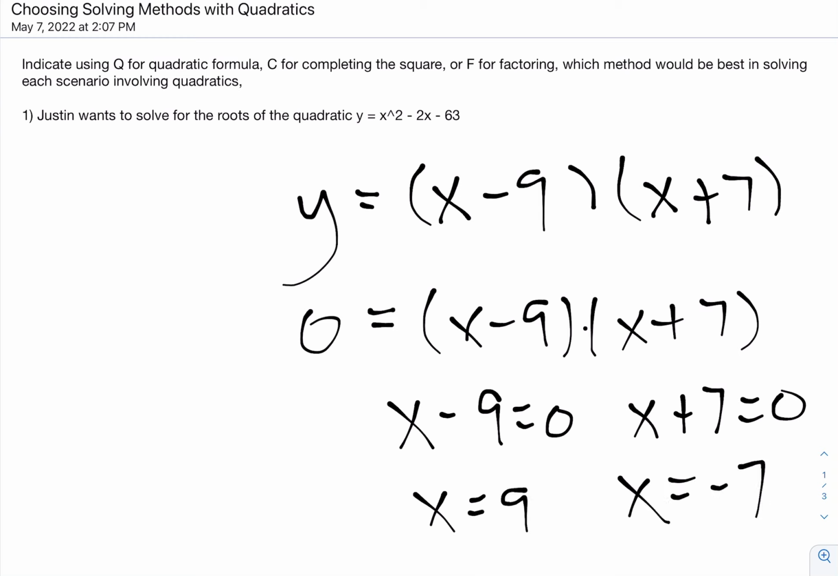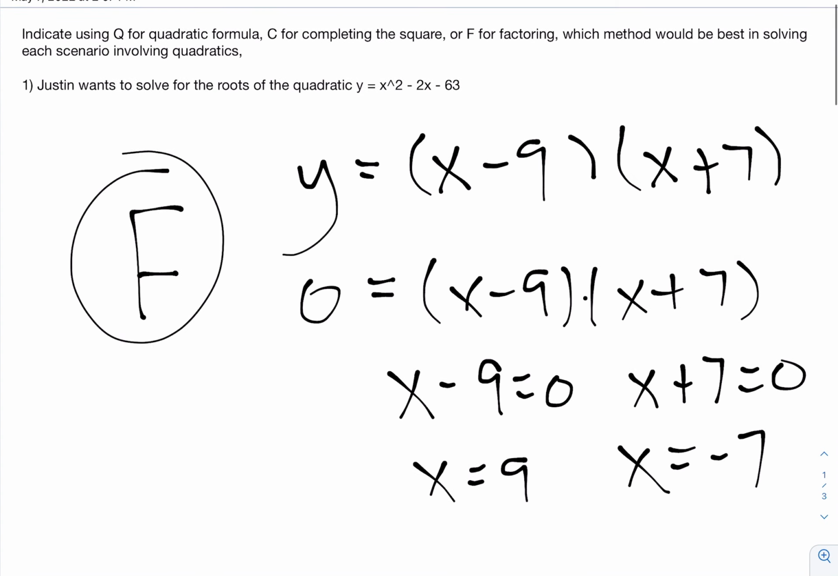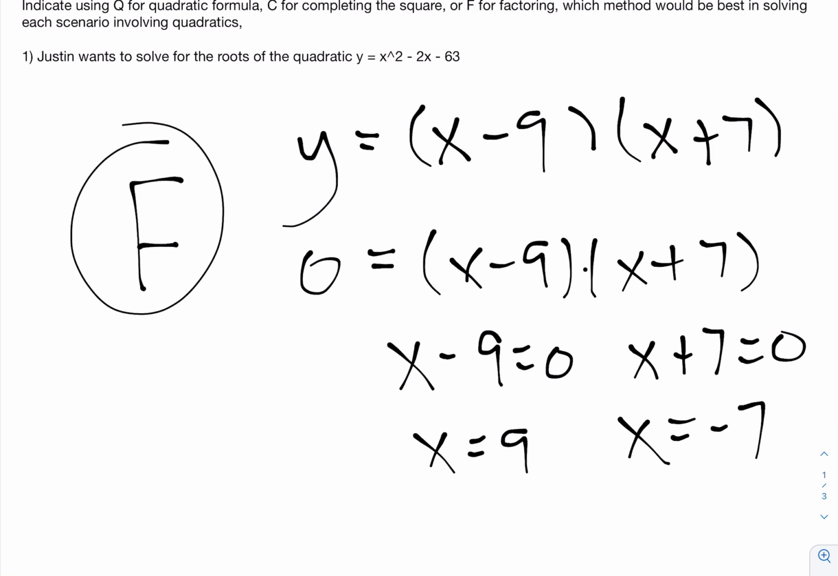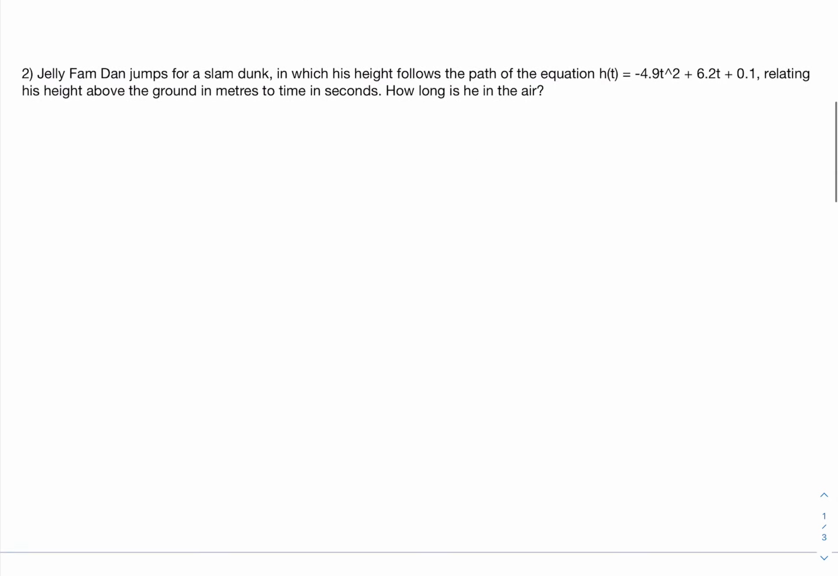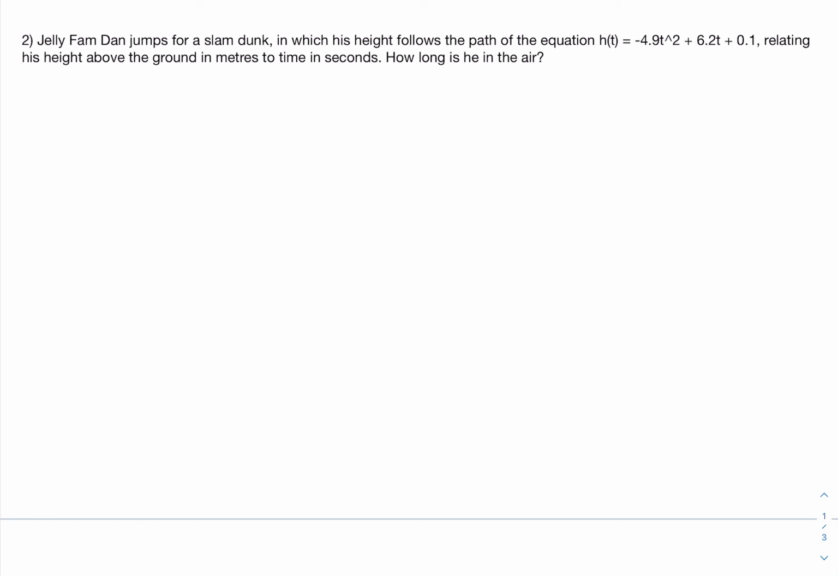So for this one, we would write F for our answer. We would be factoring, right? Because it's just a classic standard equation that we can factor. It's going to be quicker than using the quadratic formula or completing the square. And keep in mind, we're going to get the same answer no matter what method we do. It's just a matter of which one's going to be faster. And notice how this method was super quick. We just thought of two numbers that multiplied to negative 63 and added to negative 2. Bingo bango, we're done.